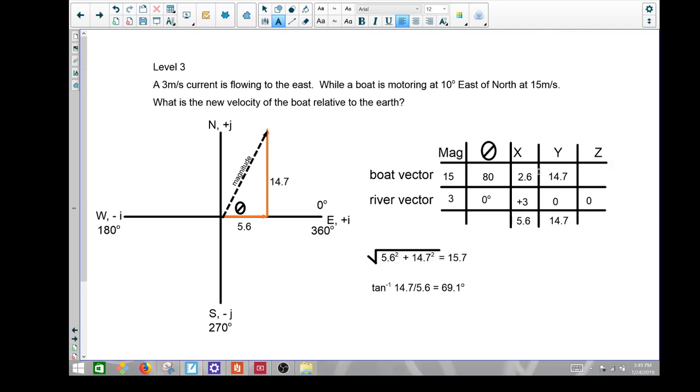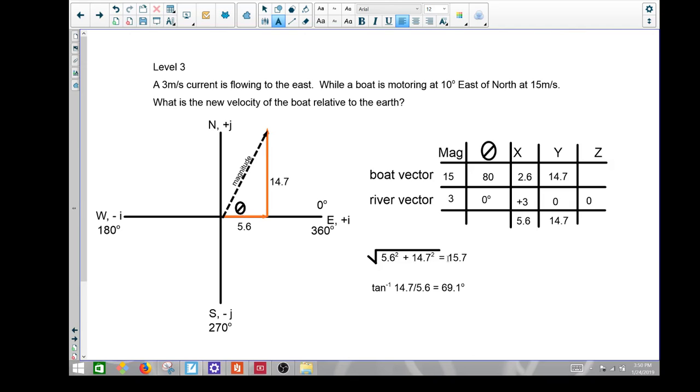Add them together. These guys I can add together. We have 5.6 squared, 14.7 squared. Using the Pythagorean theorem gives 15.7. That means I have 5.6 to the east, 14.7 north, and I want not only the magnitude of this line, but I also want the angle here, either this angle or this angle. Either one will work. So to solve this, I use the Pythagorean theorem.